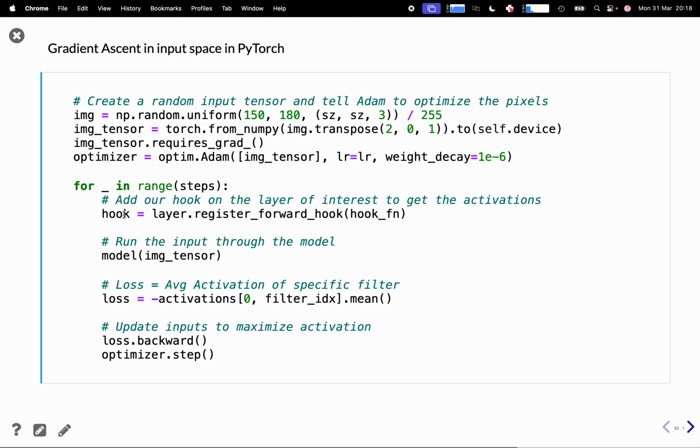We're going to attach a hook to my layer. And every time that our image passes through the model, we're going to compute a loss that's based on the activations. Now, Adam wants to minimize loss, so I'm going to do minus activation, right? I want to maximize activation, so I'm going to minimize the negative activation. And this is just the sum of all the activation values for that particular filter, right?